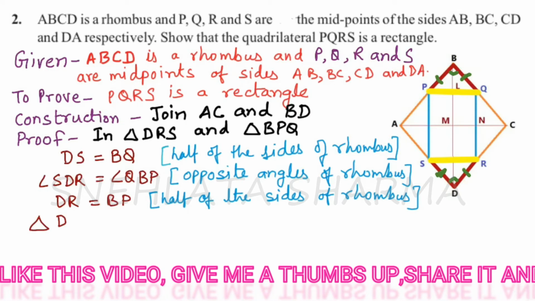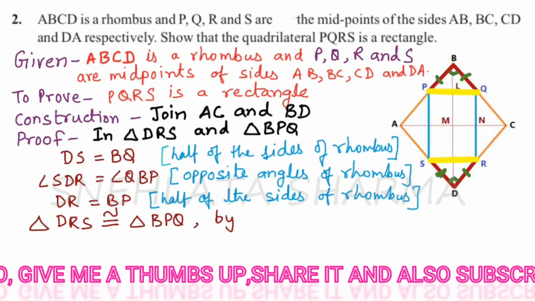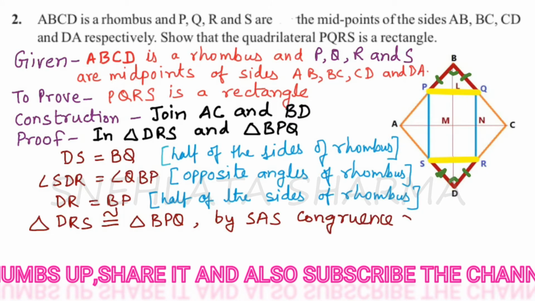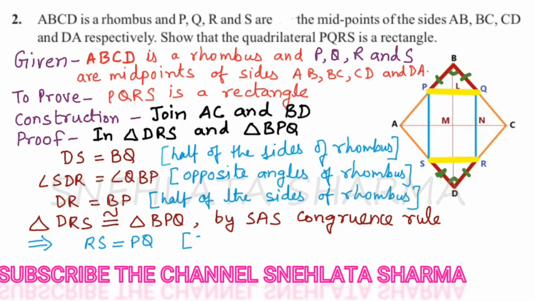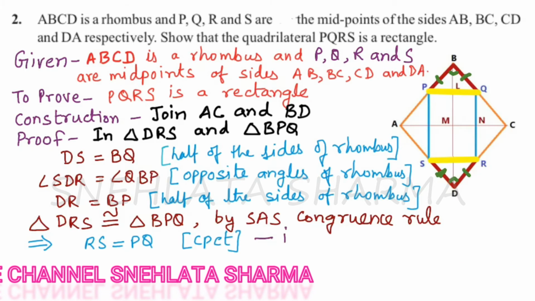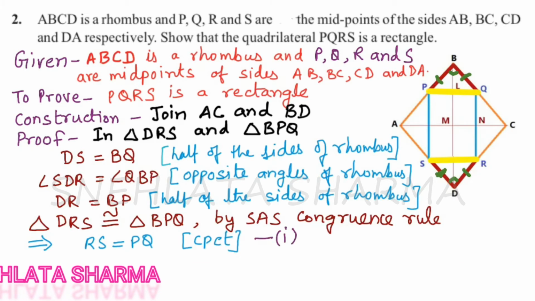Therefore, triangle DRS is congruent to triangle BPQ by SAS congruence rule. This gives RS is equal to PQ by CPCT. Let us mark this as equation 1. Now we will consider triangle QCR and triangle SAP.